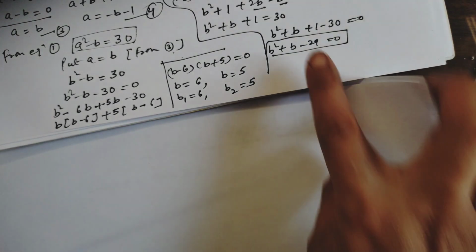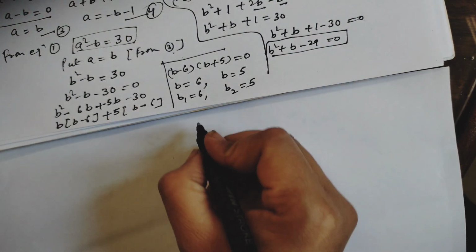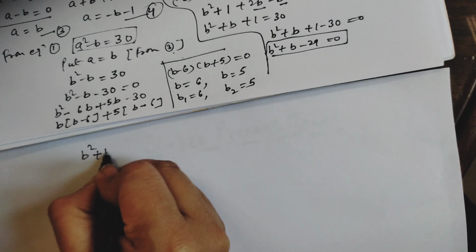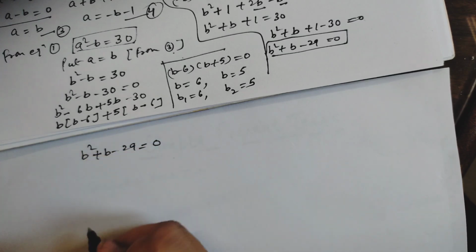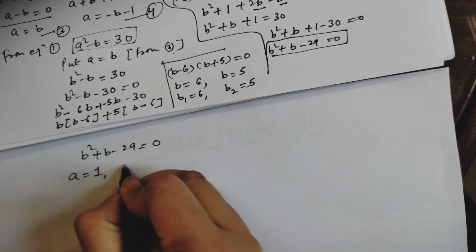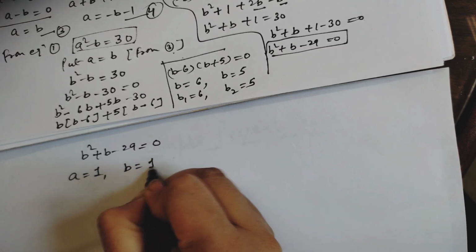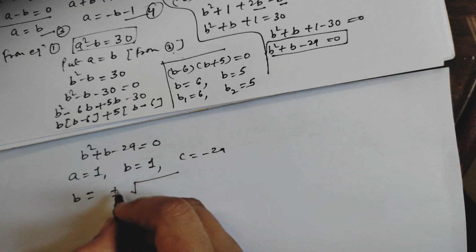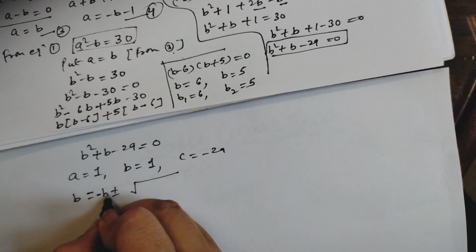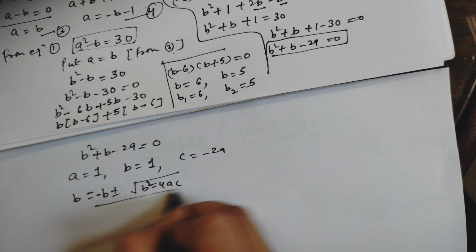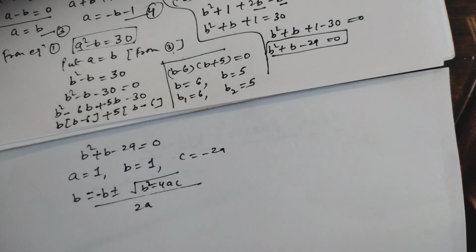Okay, this is our equation, b square plus b minus 29 equal to 0. So here first of all a equals to 1 and b equals to 1 and c equals to minus 29. So use the quadratic formula. So b equals to minus b plus minus under root of b square minus 4ac upon 2a. This is our quadratic formula.